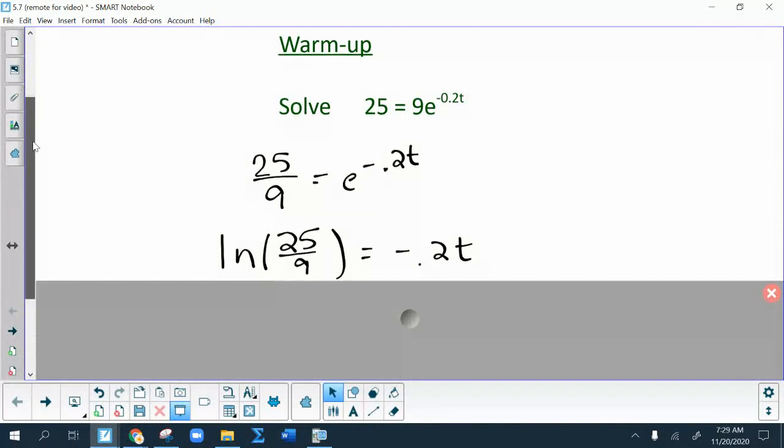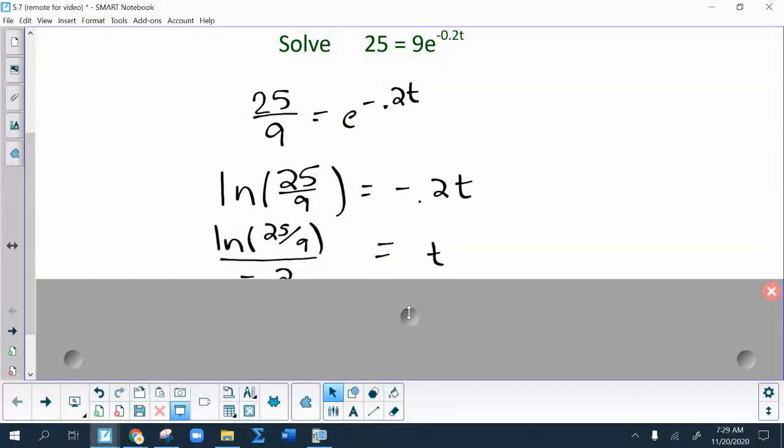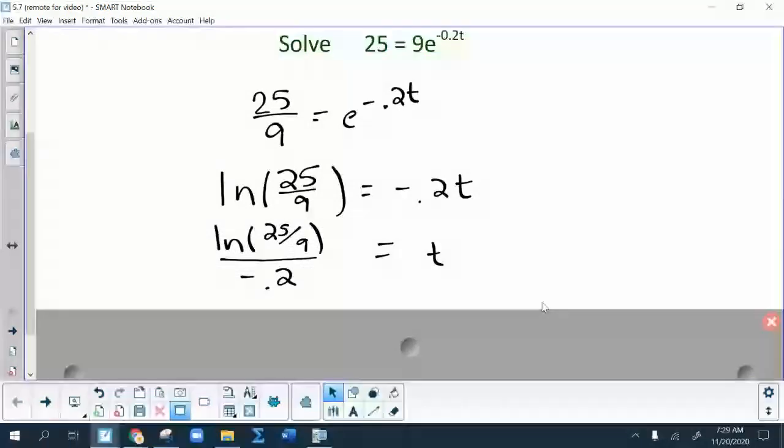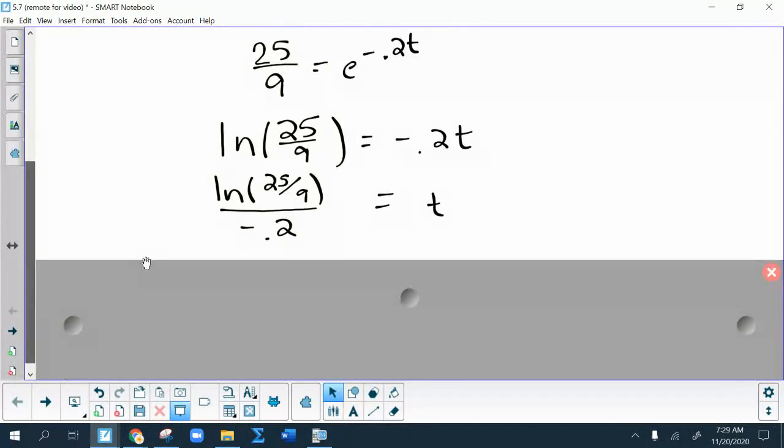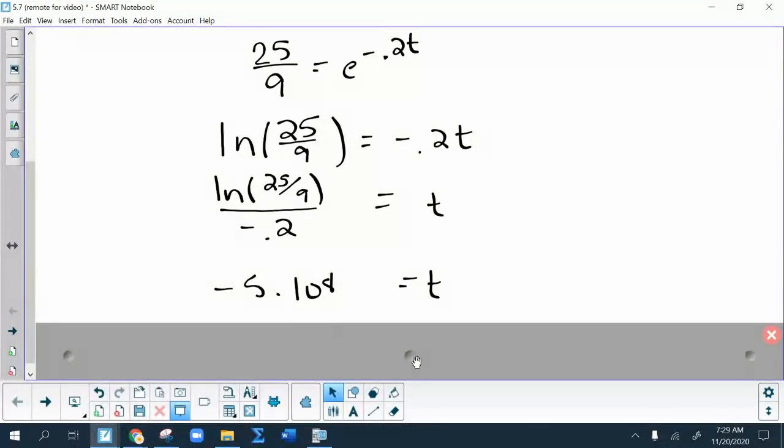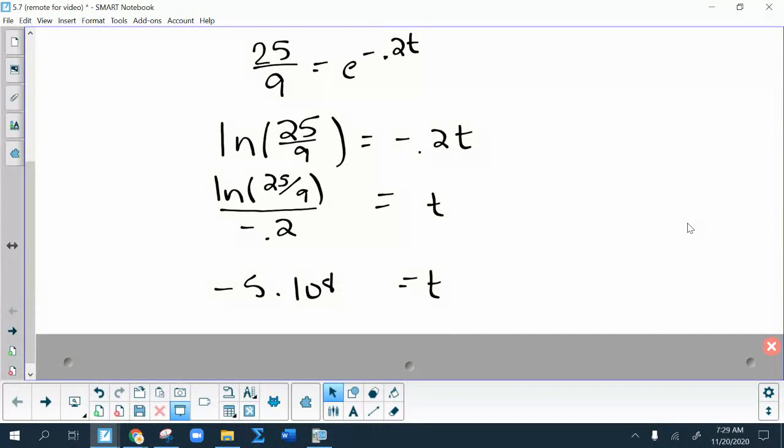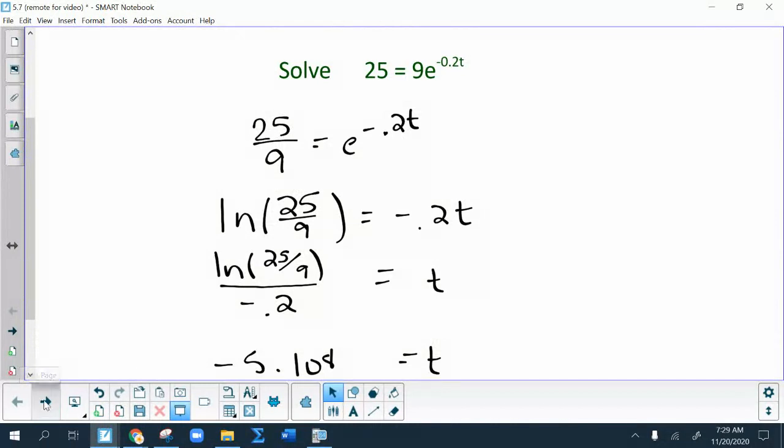Now you're almost there. You're going to put this final result into your calculator and divide. So you get the natural log of 25 over 9 divided by negative 0.2. That's what t is equal to, and you just type it into your calculator, being very careful of the parentheses, and you should get negative 5.108. If you're not getting that as an answer when you try it on your own, my first thought would be that you didn't use parentheses correctly, or maybe you didn't type something in the argument correctly. Okay, so that's our warm-up.